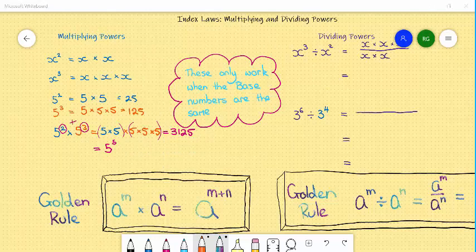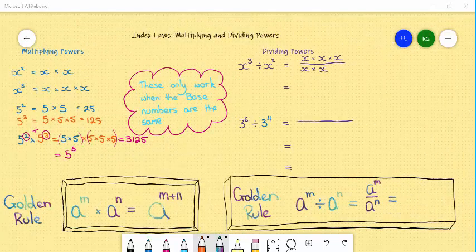It is definitely worth writing that down, and once you do a few questions you will see that that works every time. But again, it only works when the base number is the same for each term.